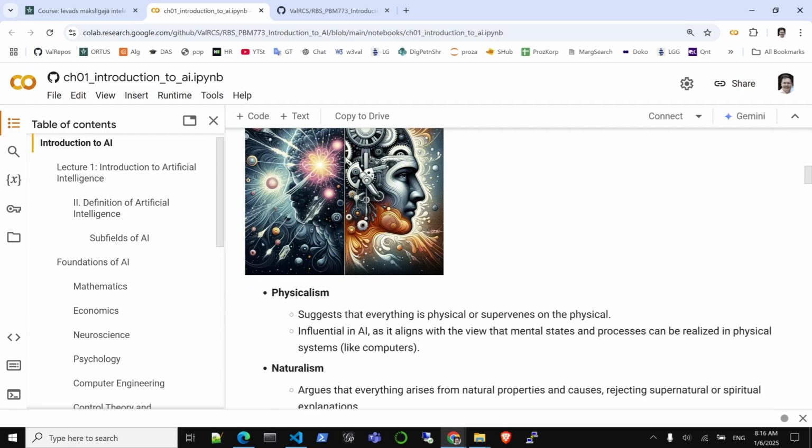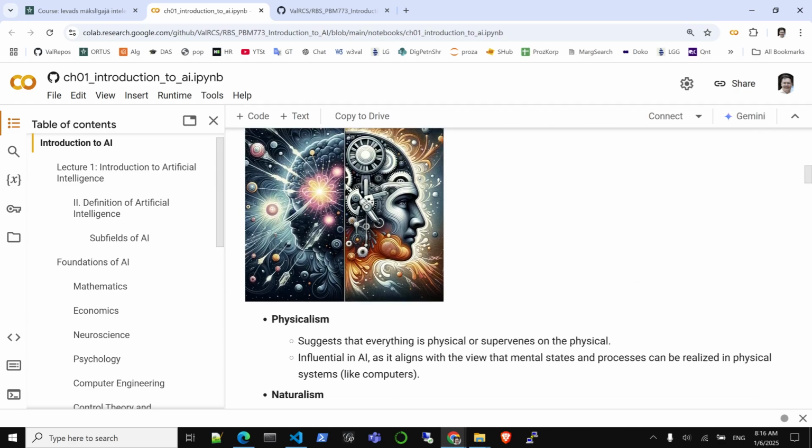So most scientists think that everything is physical, right? The idea was that we can reduce everything to the physical. It's very influential in the AI field. Can we align mental states, what is in our head, can this all be broken down into individual pieces, just our neurons firing?